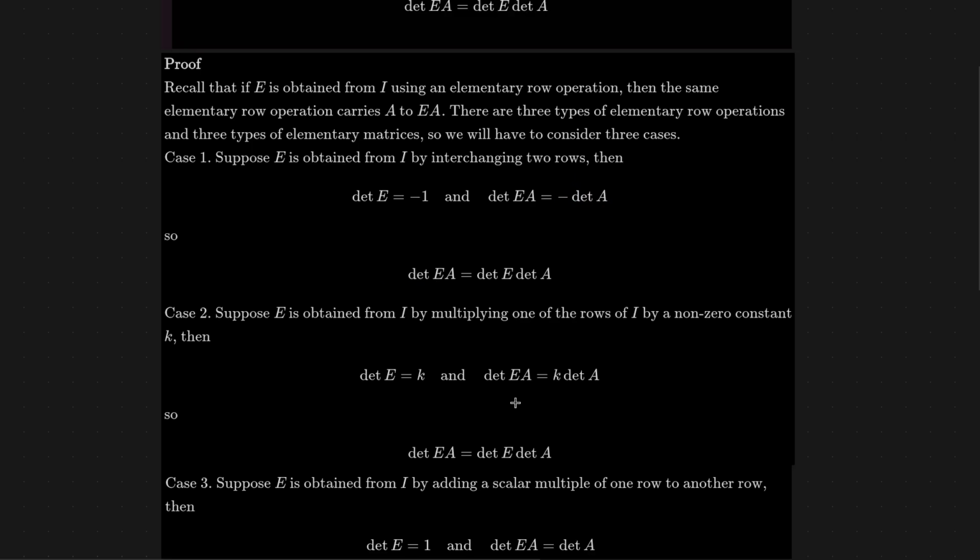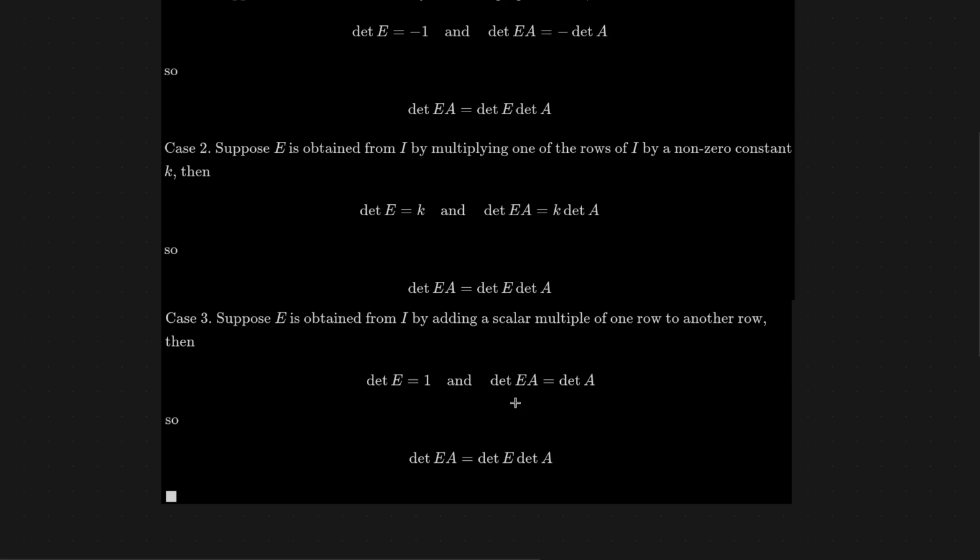So that's case one. Case two and case three are very similar. Let me just do one more, and I'll leave you to read the last case on your own. But let's do case two together. The argument is the same. So this time we're going to assume E is obtained using a different elementary row operation. We obtain E from the identity matrix I by multiplying one of the rows of I by a non-zero constant k.